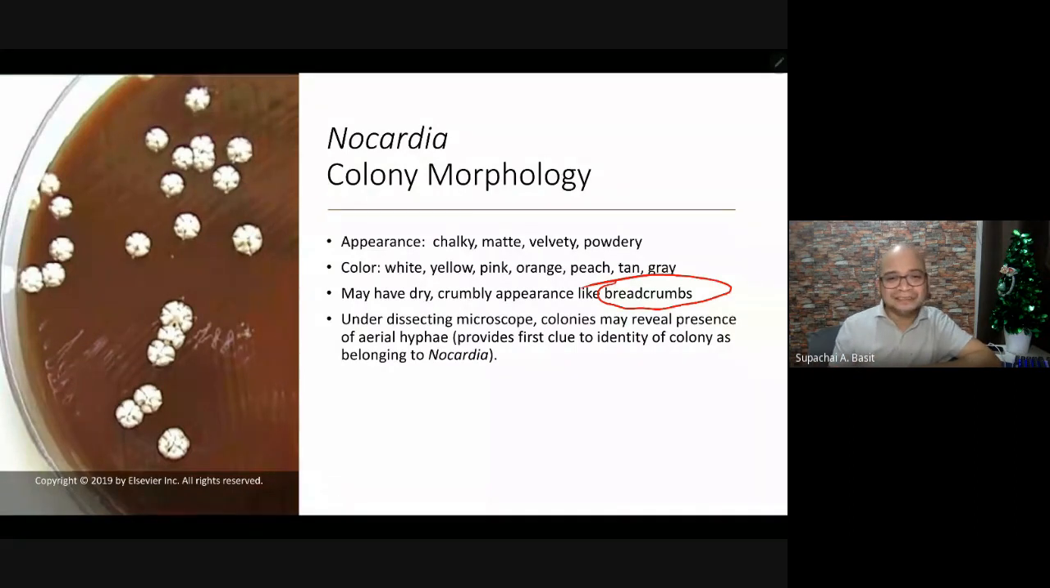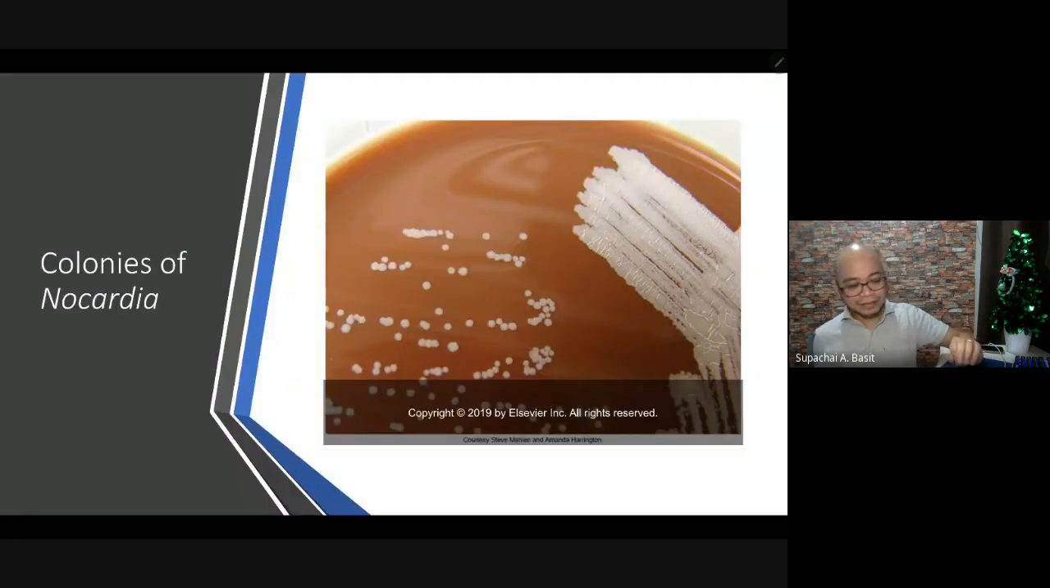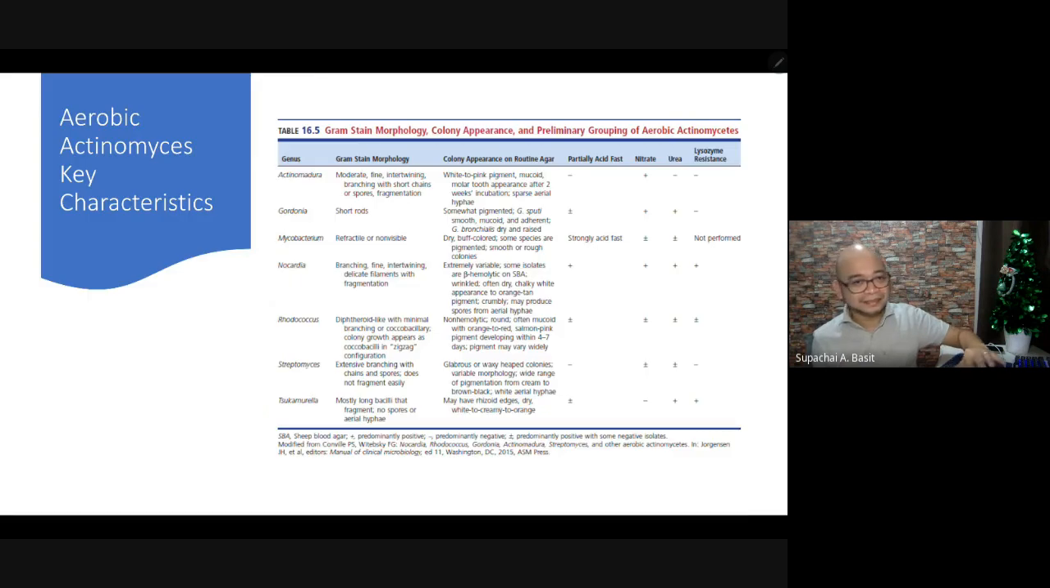Actually, hyphae are usually seen only in fungi. But since this bacteria may resemble fungi, it actually provides the first clue to identify the colony as Nocardia: the aerial hyphae upon using a dissecting microscope. Dissecting microscope or scanning microscope. So another example of the colonies of Nocardia.